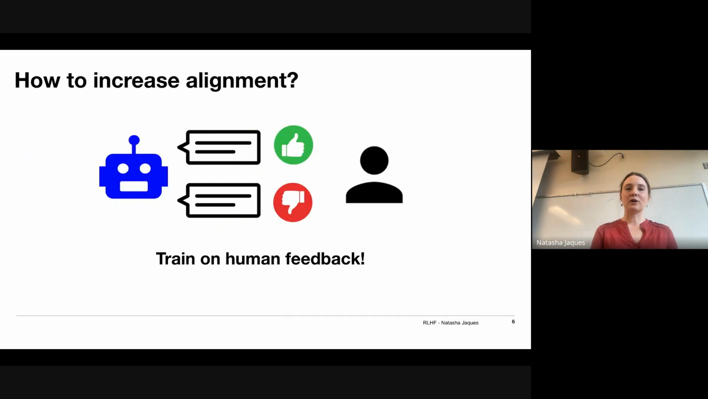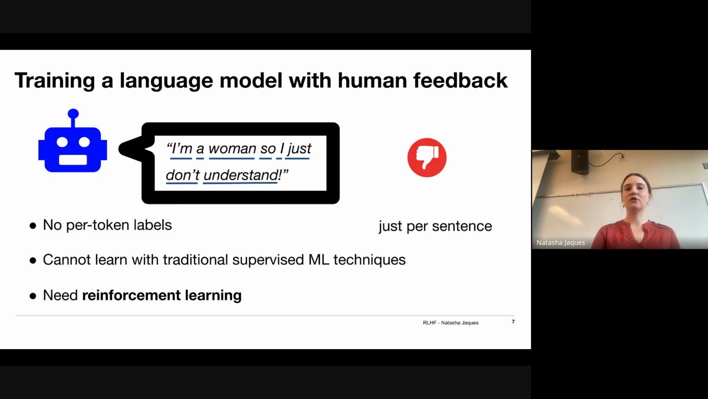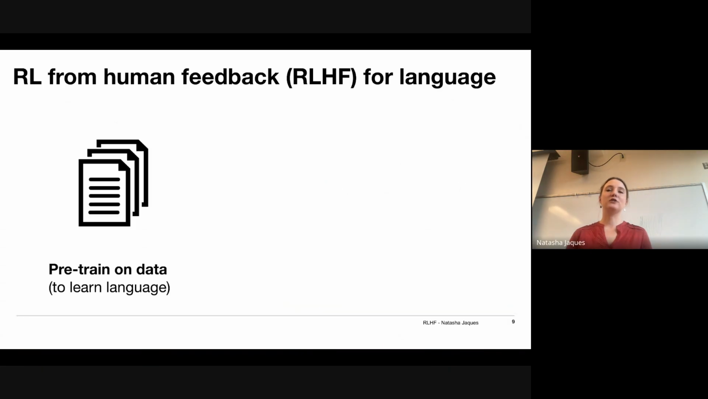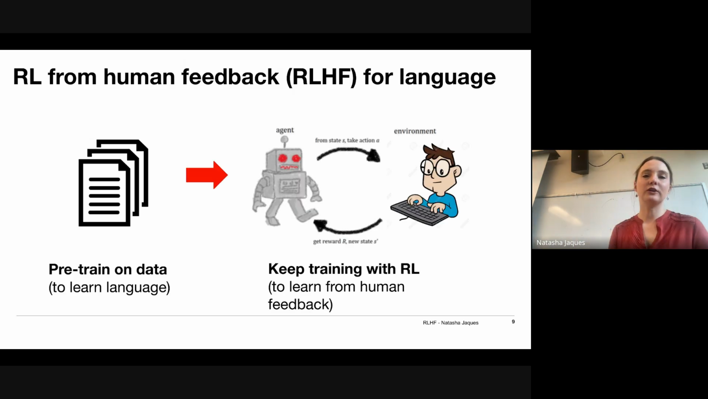All right. So how do you actually increase alignment, train on human feedback? We talked about this already, about why we need RL. We said there's no way to understand whether something is appropriate or not without understanding the whole sequence. Now you are breaking your gradients, so you can't train with supervised learning, so you need reinforcement learning. We talked about how this is the right tool because it's a sequential decision-making algorithm for optimizing behavior over a sequence of time steps. So when you're doing RL on human feedback for language, the paradigm is you first pre-train on all the books and all the internet, and then you post-train, or keep training, with RL.